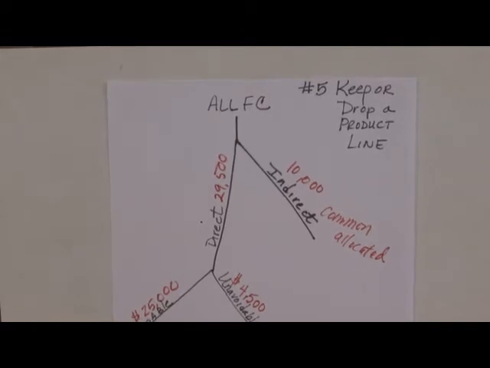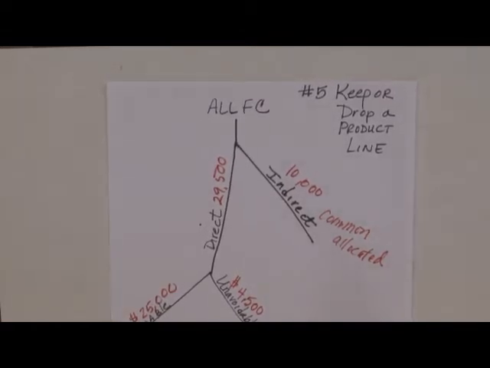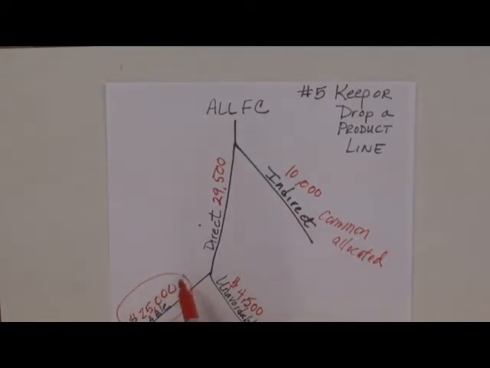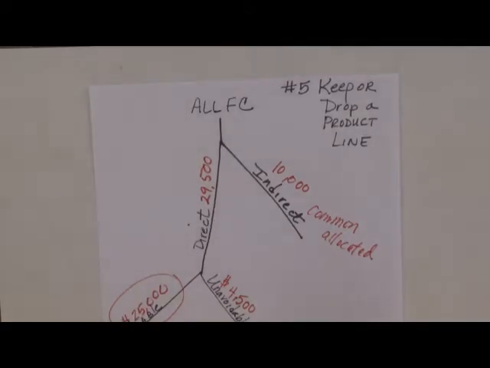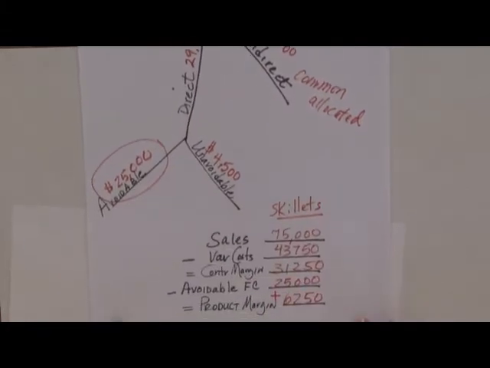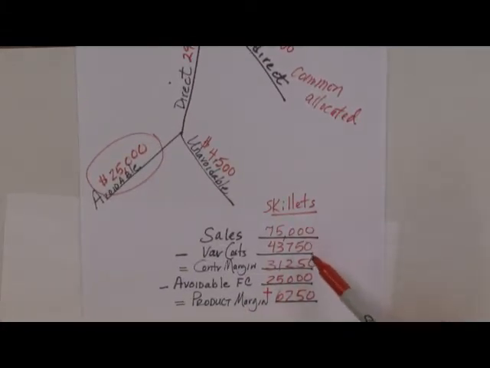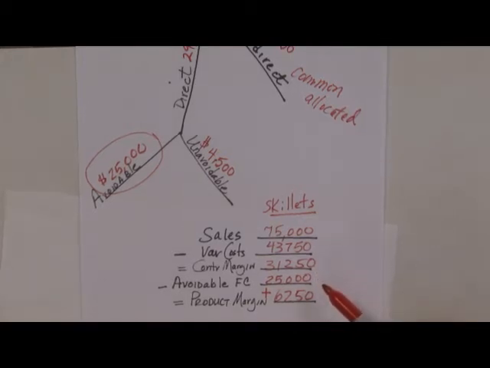So because we have this new information, we can present now the correct type of income statement. We're still going to show sales minus variable cost equals contribution margin, but we will only include avoidable fixed cost. And in this case, we have a product margin that is positive of $6,250. And let's show you that. Sales, variable cost, contribution margin, avoidable fixed cost only, giving us a positive product margin.